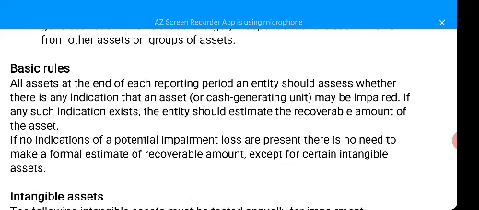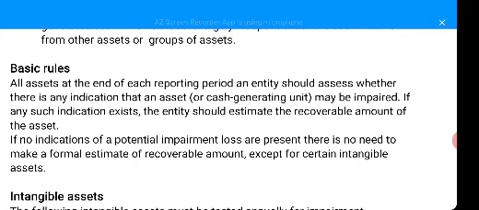So at the end of each financial year, you should assess the group of assets of the entity. If there's any indication that they have been impaired, or there's damage to that asset that has reduced the operating capacity of that asset.